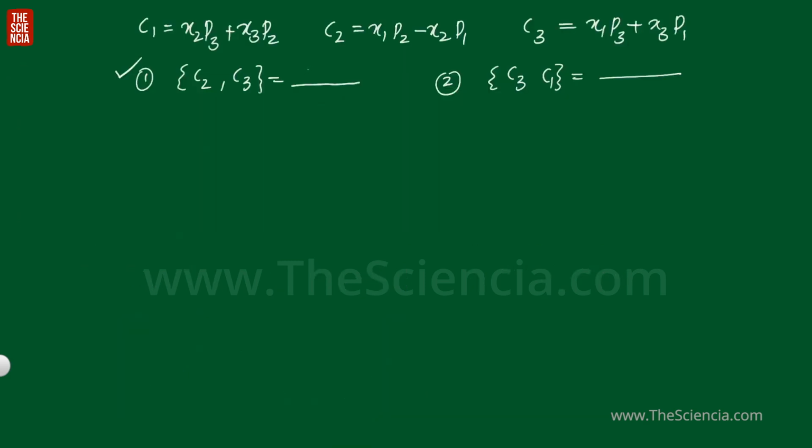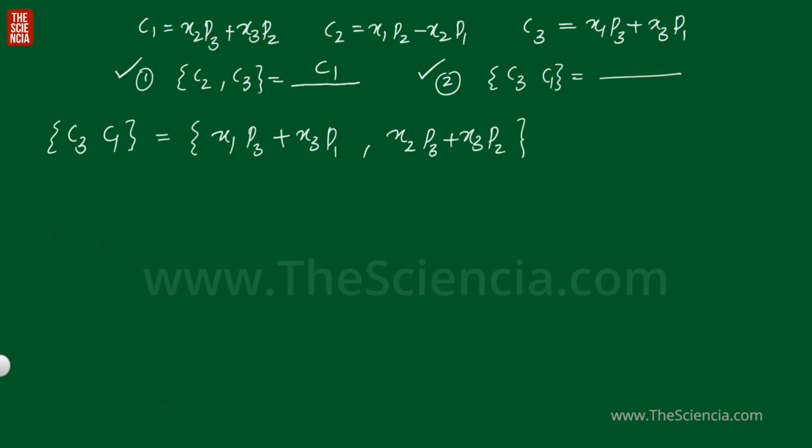So we got a Poisson bracket of C2, C3 equal to C1. Now we have to evaluate this one, that is Poisson bracket of C3, C1. So what we get? C3 is equal to x1 P3 plus x3 P1, comma C1 is x2 P3 plus x3 P2. Now again consider first term with the first term. So here x1 is there and here there is no P1 term. Here P3 is there but here there is no x3. So this will not contribute anything.